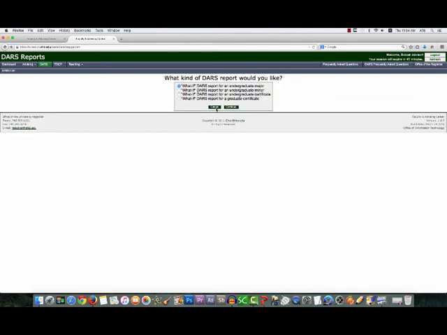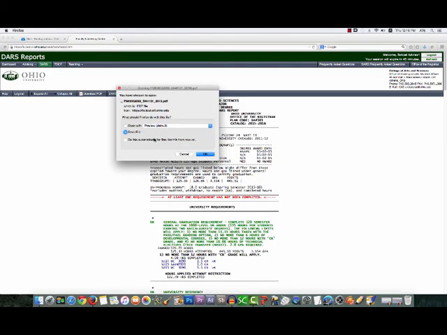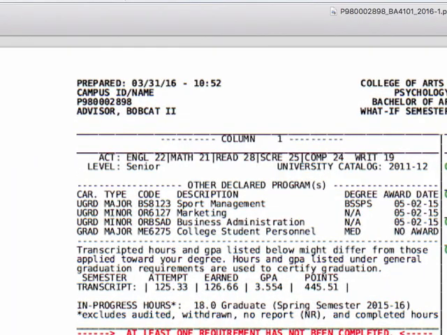Now that you know how to access your DARS, let's talk about how to read it. Once you open your DARS, you will see your personal information in the top left corner. This includes your name, PID, Ohio ID, and information such as your academic level and university catalog year, which is based on the first term you complete a course at Ohio University and is used to determine university requirements.